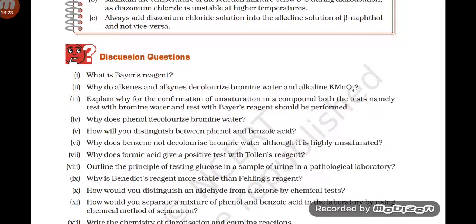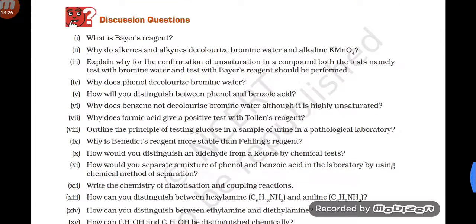So why does phenol decolorize bromine water? How will you distinguish between phenol and benzoic acid? It is given here. Why does benzene not decolorize bromine water although it is highly unsaturated? Ask this from your teacher. This is a good question. I think that benzene is aromatic and it does not want to lose its aromaticity. Is that the reason? So why does formic acid give a positive test with Tollens reagent? This is also an exceptional case, right? Formic acid.